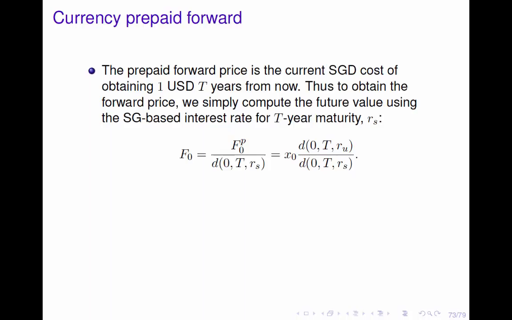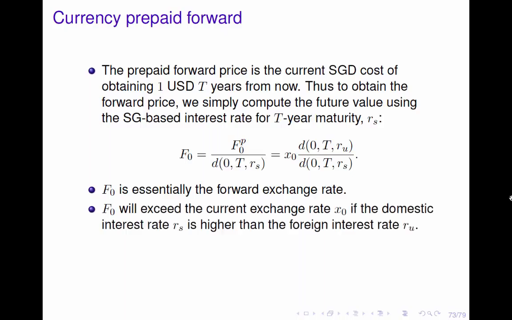Thus, to obtain the forward price, we simply compute the future value using the Singapore-based interest rate RS for T years maturity. More precisely, the forward price F0 is equal to the prepaid forward price divided by the discount factor from time 0 to time T, based on the interest rate RS. Substituting in the expression for the prepaid forward price obtained earlier, the forward price F0 can be expressed in terms of the current exchange rate X0 and the discount factors based on the interest rates RU and RS. Therefore, F0 is essentially the forward exchange rate.